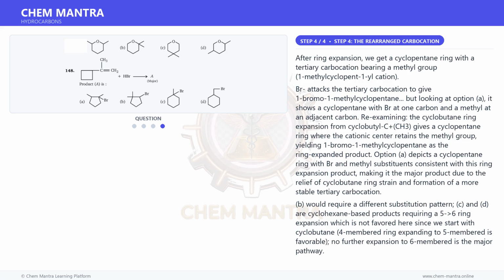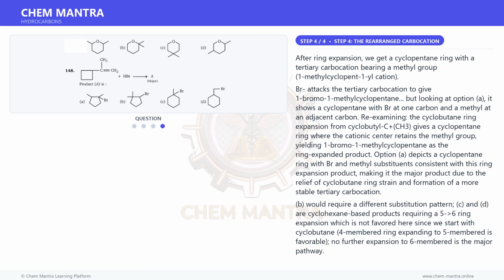And for the final step. After ring expansion, we get a cyclopentane ring with a tertiary carbocation bearing a methyl group, the 1-methylcyclopentyl cation. Br- attacks the tertiary carbocation to give 1-bromo-1-methylcyclopentane.